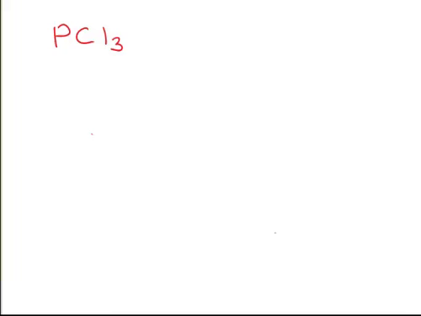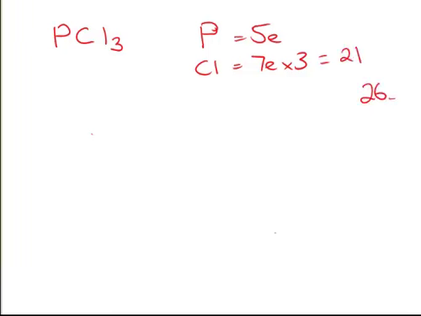Okay, this is PCl3. Phosphorus has got 5 electrons in its outer shell. Chlorine has got 7 times by 3, because there's 3 of them, equals 21, so we've got a total of 26 electrons. Notice that in counting valency electrons, it always ends up being an even number. And there's a reason for that, but anyway.